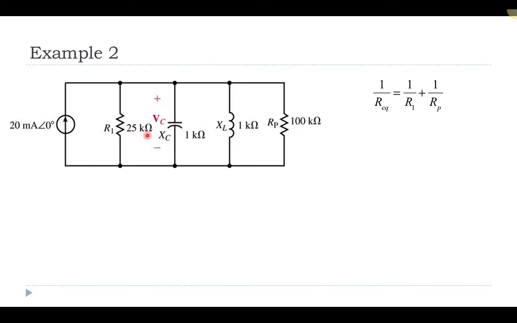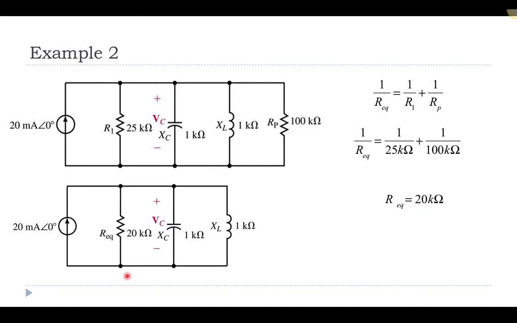So I have 25 kiloohms that is essentially in parallel with this 100 kiloohms. And so I can combine them as an equivalent resistance. I'm not really worried about the impedance value right now because I'm only combining resistors in parallel, and so I'm just treating them as just resistors, right? So I can combine those two values together and I get an equivalent resistance of 20 kiloohms. So I can redraw my picture as being my current source with an equivalent resistance of 20 kiloohms. I have a capacitor that has a capacitive reactance of 1 kiloohm and an inductor which has an inductive reactance of 1 kiloohm.